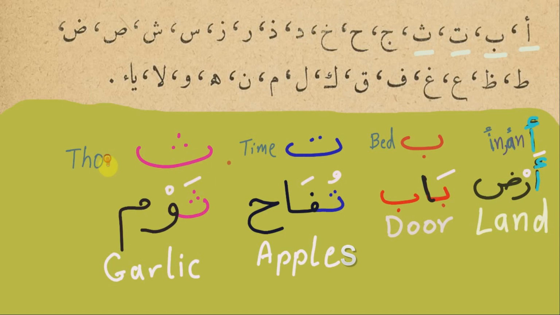This here is Thor. It's like the th in Thor, or thin, thick. In Arabic it also means bull. Bull is Thor. So you have the same word that sounds like it. Thor. Tha. Thaum is garlic. This is garlic here. Thaum.